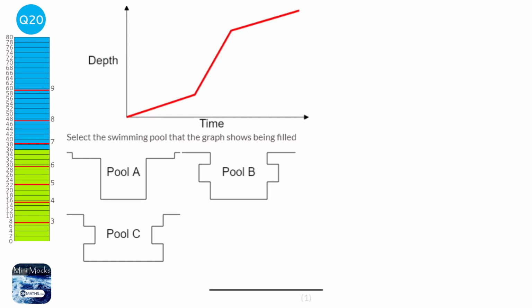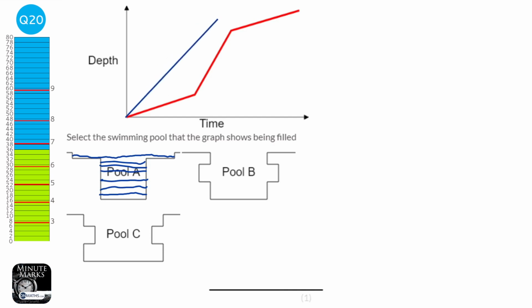So with each of these pools, try and imagine it being filled. Pool A, first of all, we've got water coming into it, and it's going to go quite quickly initially, and then it will hit a point at the end where it will go really quite slowly because it's a wider pool. So we would imagine that the graph for pool A would go quite quickly at the start, and then at the end it would go much slower. And the red graph doesn't really describe that at all.